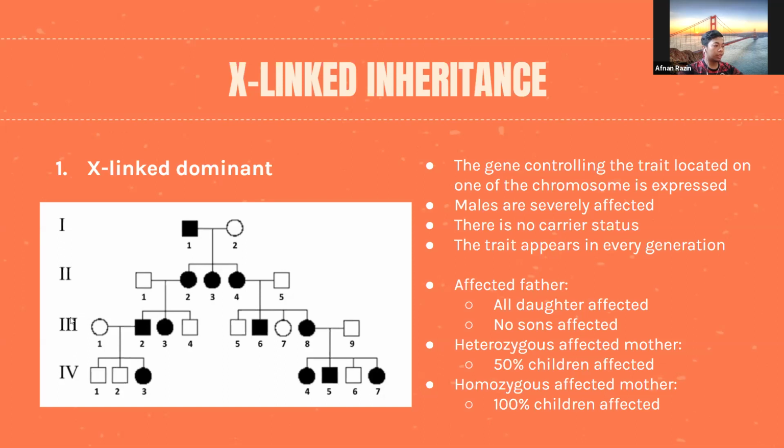Okay, so here you can see in the third and fourth generation, with an affected father, usually all daughters will be affected, like this number 3 in the fourth generation, and no sons are affected. For a heterozygous affected mother, you can see in the second and the third generation here, she will pass the disease to the children with a 50% chance, while a homozygous affected mother will pass it with a 100% chance to the children.